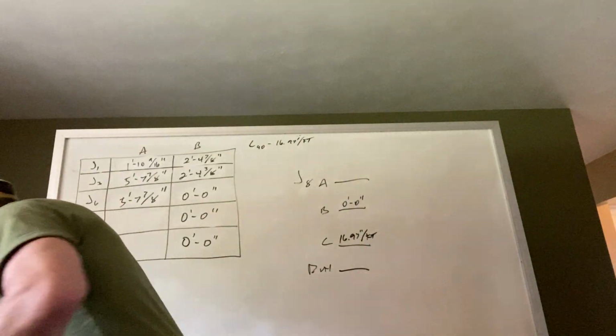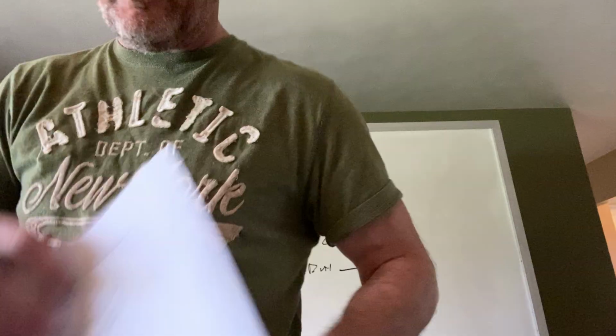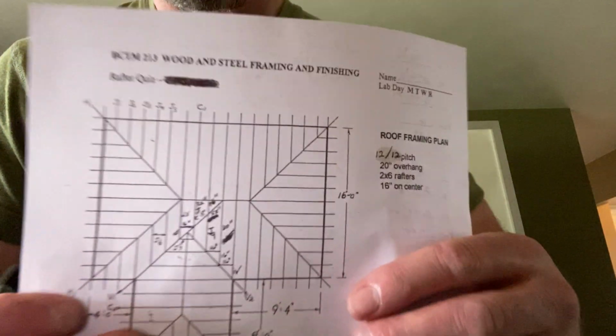Jack 8, right there. Okay, all right, so we're going to have to look at this closely. I drew it out for you. Okay, so my Jack 8, same thing. My Jack 6 is 48 inches, right? All the way up.